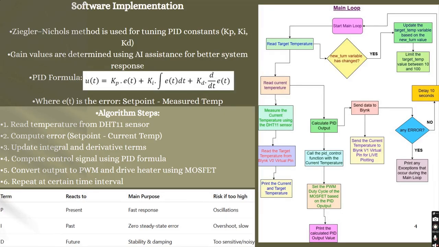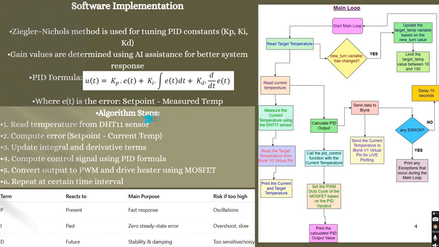Here is the software implementation. Ziegler-Nichols method is used for tuning PID constants Kp, Ki, Kd. Gain values are determined using AI for better system response. The basic PID formula is U(t) = Kp × E(t) + Ki × ∫E(t) dt + Kd × dE(t)/dt, where E(t) is the error, that is, set point minus measured temperature.